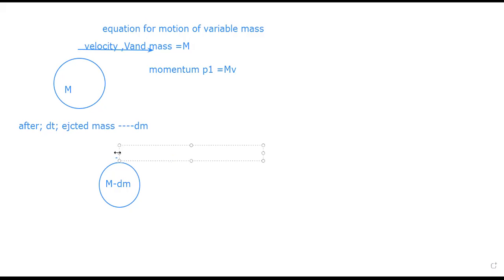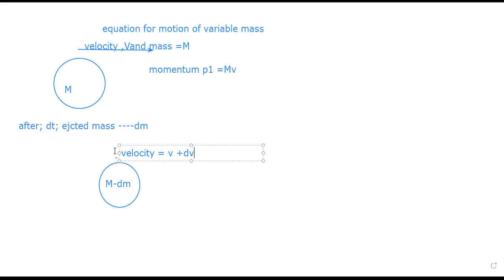Currently, what is the velocity of this system? The velocity for this system will be: already it has v, plus an amount of velocity is increased. This is the increase in the velocity. So this is the velocity of the remaining mass of the system, moving in the same direction as before.